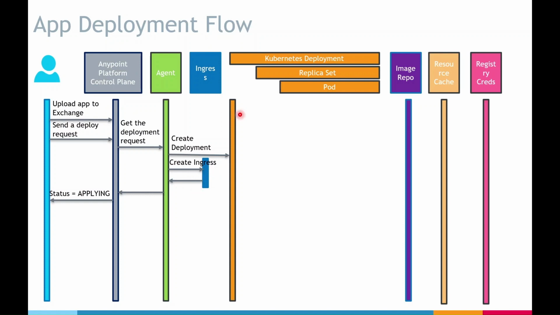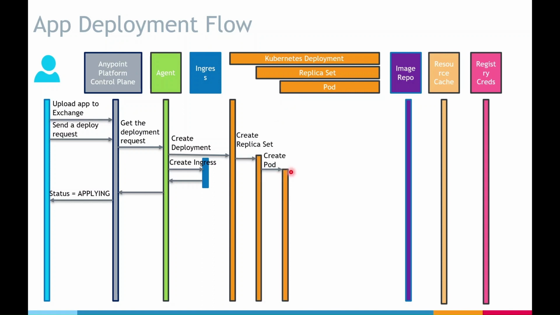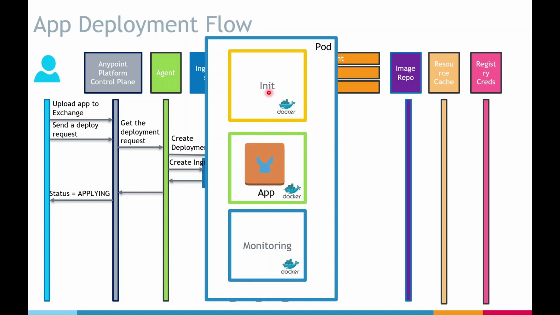Now Kubernetes will kick into action and start with the replica set. The replica set will in turn create pods. Now the creation of pods is a multi-step process. The pods for a Mule application are multi-container pods involving 3 containers, namely init, app, and monitoring. The init container starts first and its job is to create the app and monitoring containers. The app container is where the Mule application gets deployed. The monitoring container is a sidecar that tracks the resources and other related metrics to be sent to the control plane.